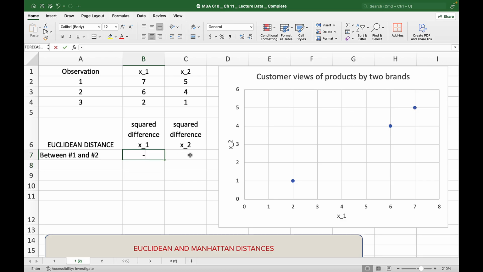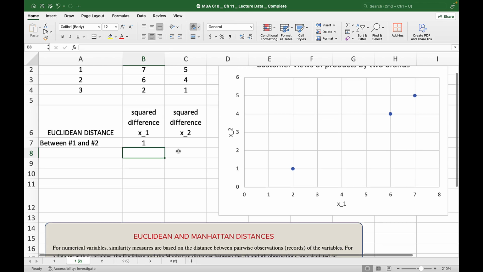Incidentally, it doesn't matter because we square them. If we wanted to look at person 2 minus person 1, we'd get the same answer. So the order that we calculate them in is not going to be important because we're applying the square.